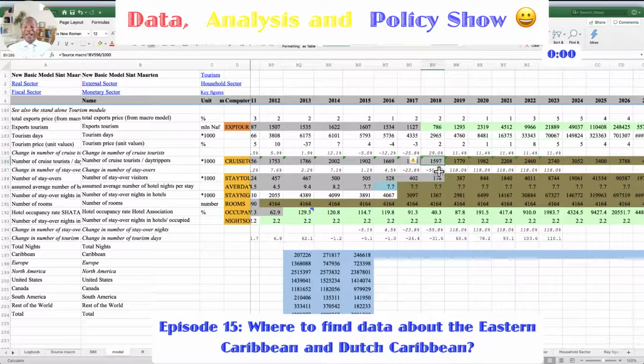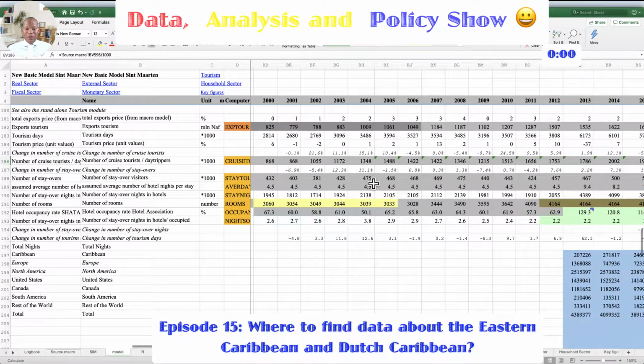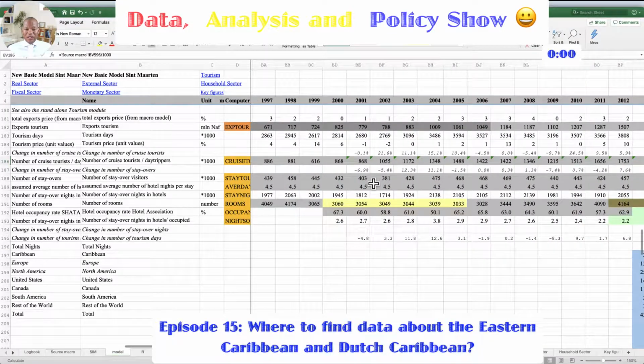If you are interested in a cruise tourist investment, investing in tours for cruise tourists, where would you invest? In Anguilla or in Saint Martin? If you are interested in day trippers, where would you invest? You see, by having these numbers, you can make sound decisions.